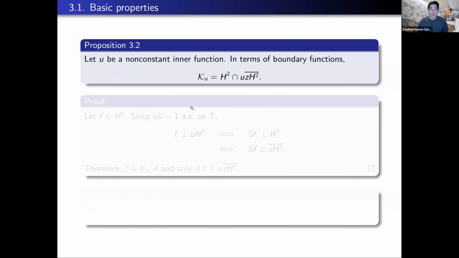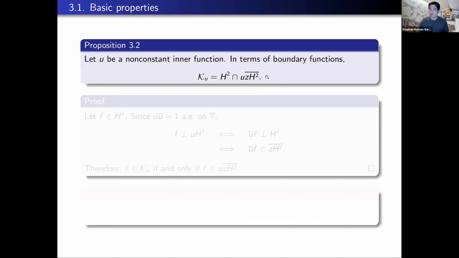And so, first proposition here. In terms of boundary functions, we can characterize the model space KU. It is H2, thinking of this as a subspace of capital L2 of the circle, it's H2 intersect this thing.